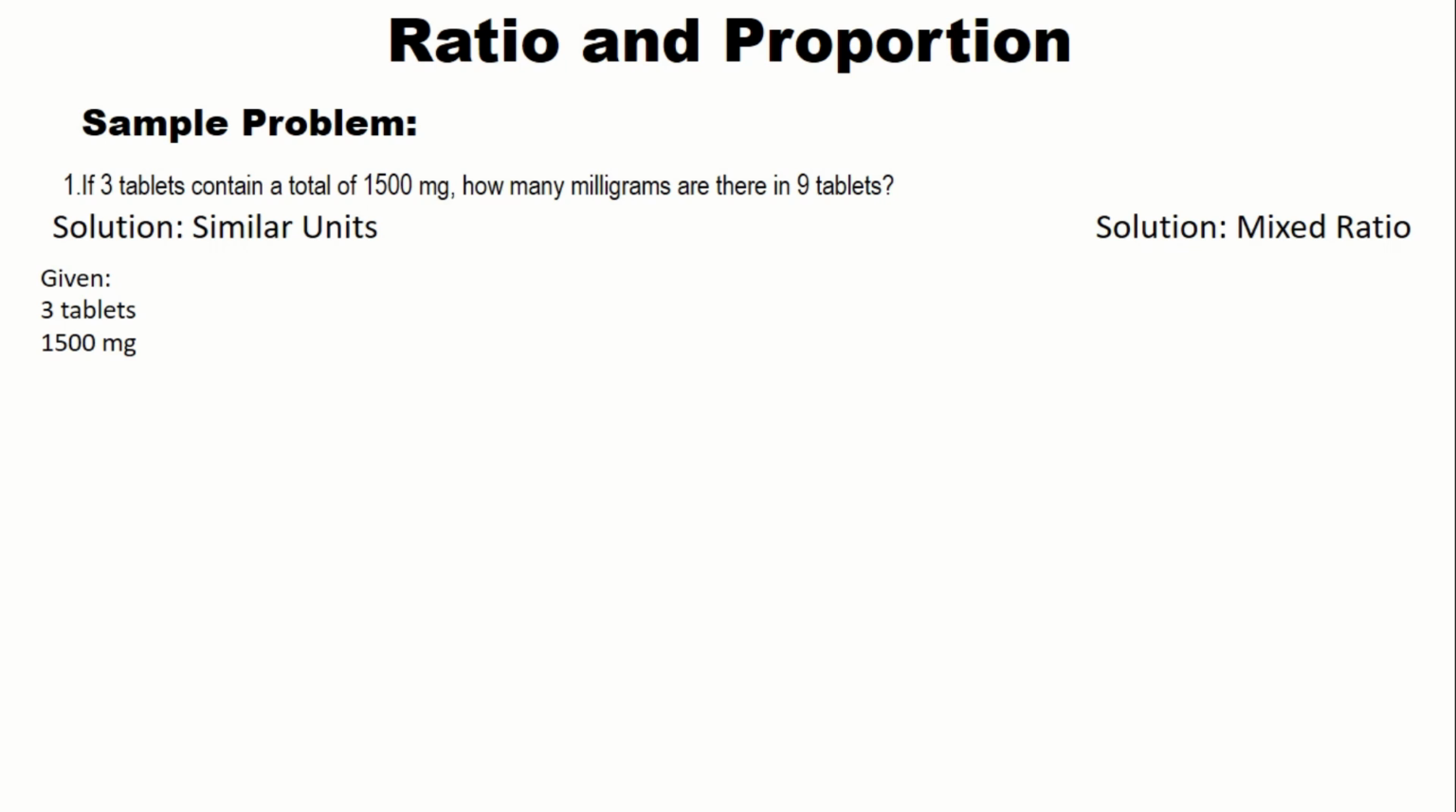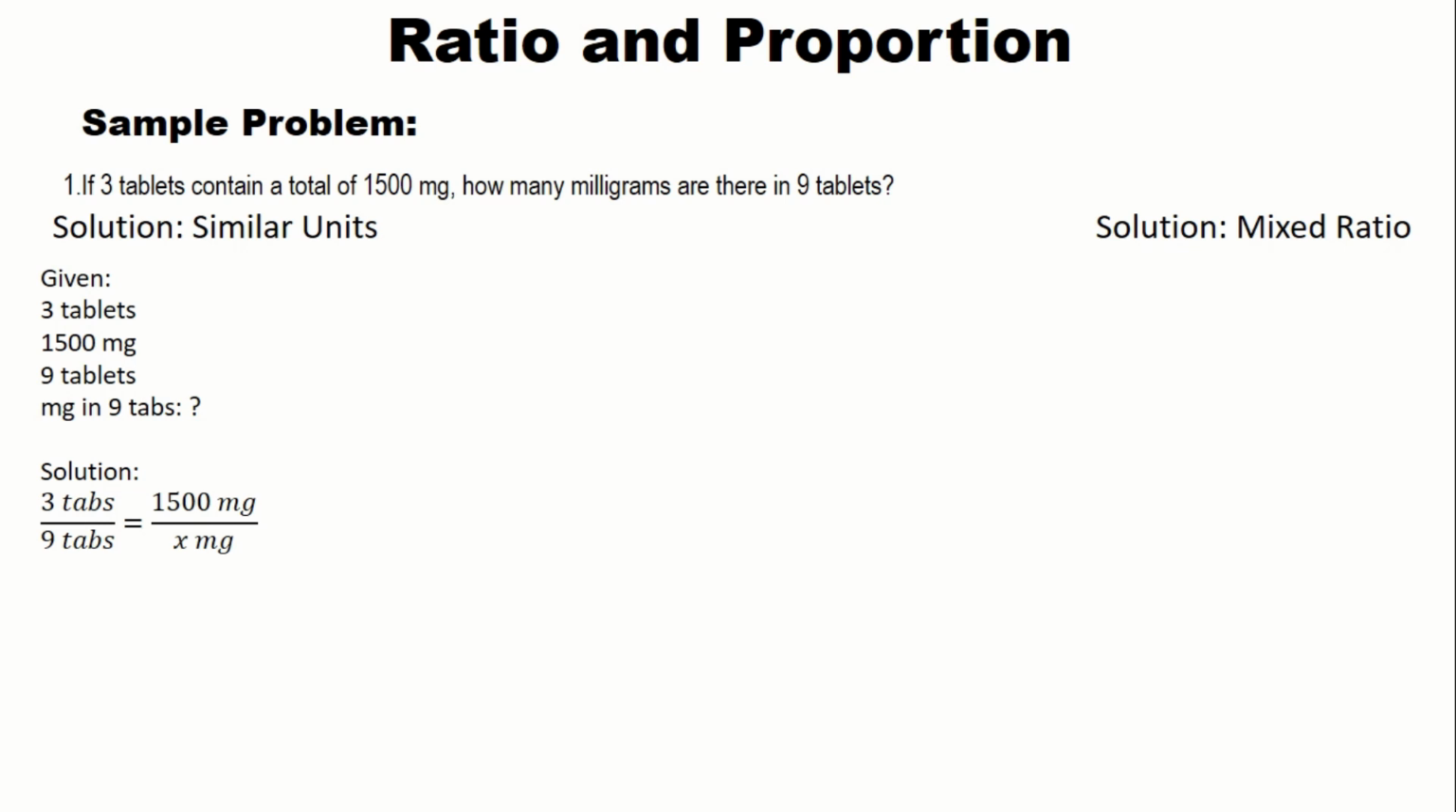So the amount of 3 tablets is equivalent to 1,500 milligrams. 9 tablets, and then the missing now is the milligrams that is required to make 9 tablets. So let's follow the solution for similar units. So it will look like this: 3 tabs over 9 tabs equals 1,500 milligrams over the missing milligrams of 9 tabs.